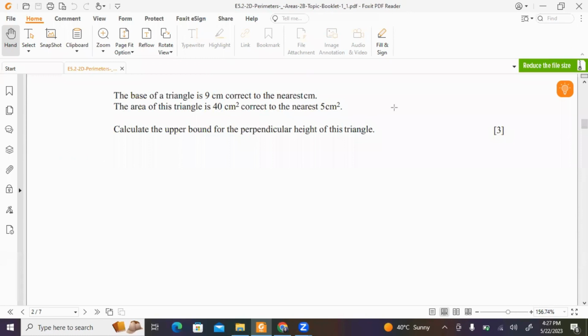So if we make our triangle over here, this is the perpendicular height of the base. We know that the formula for the area of a triangle is 1/2 times base times the perpendicular height. But in this case, since they're asking us to find the upper bound of the perpendicular height, our measurements are going to slightly change.